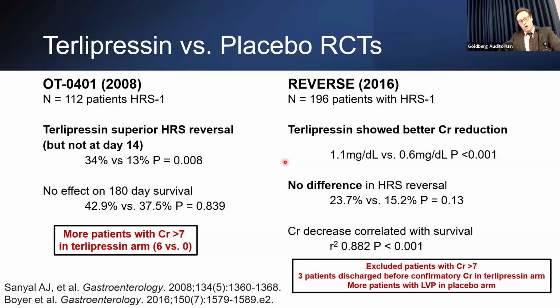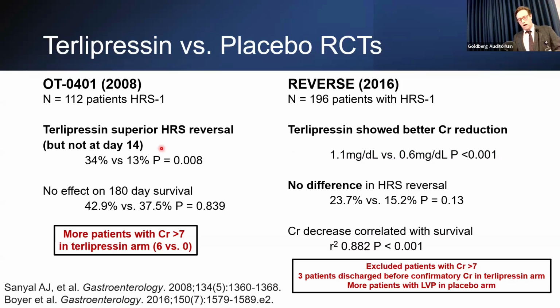And while it did show initial improvement in creatinine, it was not sustained, and there's no difference in survival. What I would notice in the trial from 2008 is that, despite having a randomization, there are more patients in the terlipressin arm with the creatinine greater than 7. Right? That's a very bad AKI compared to the placebo arm, 6 versus 0.